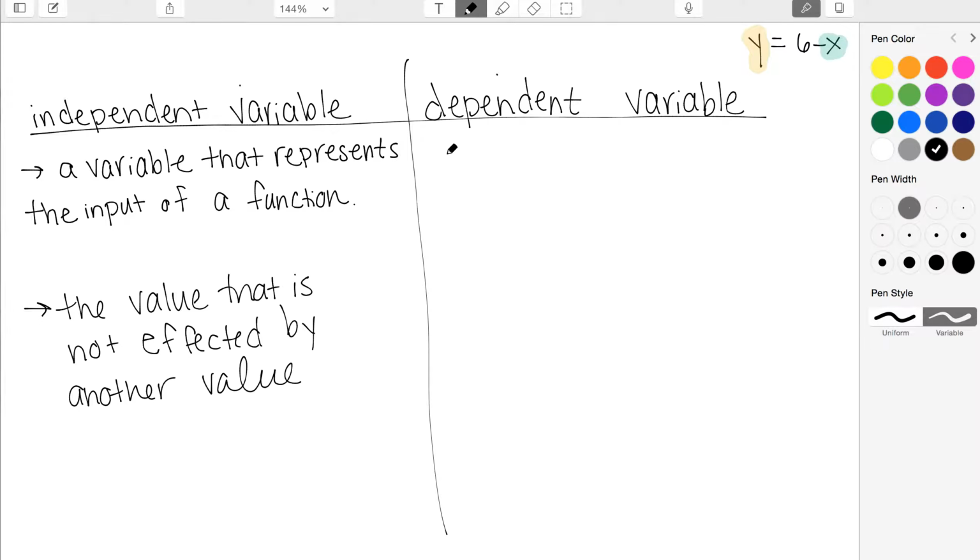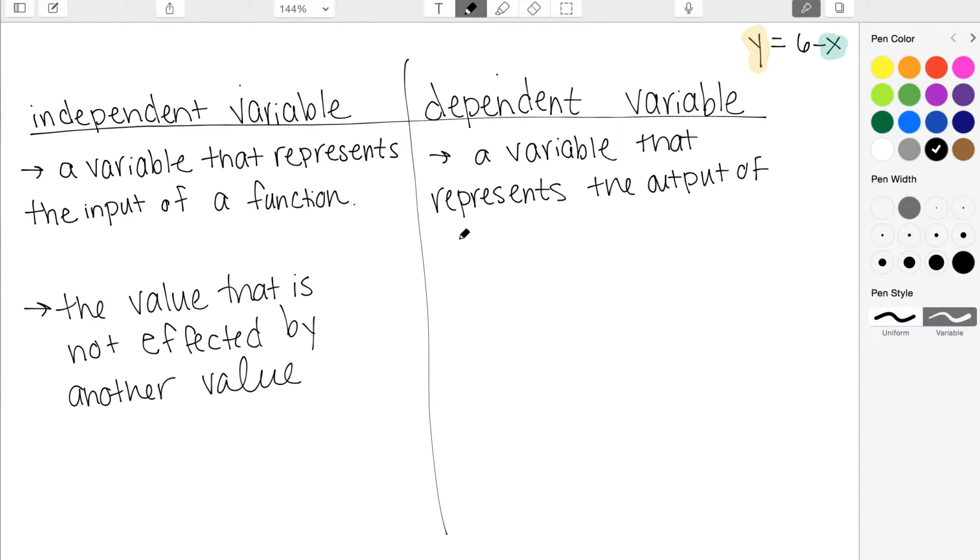Now we're going to talk about dependent variable. It's the exact opposite. It's a variable that represents the output of a function. Okay, so we could also say it is the value that is determined by another value. So this value is determined by another value.